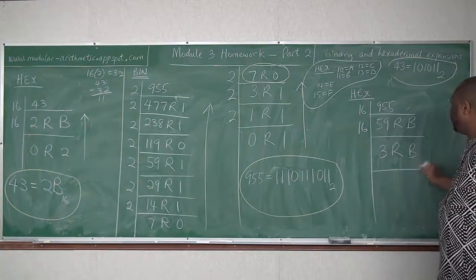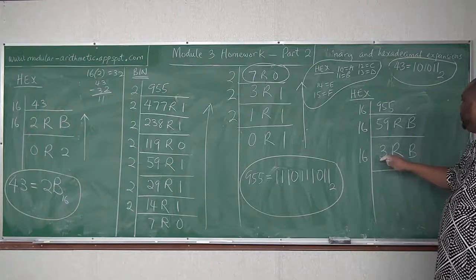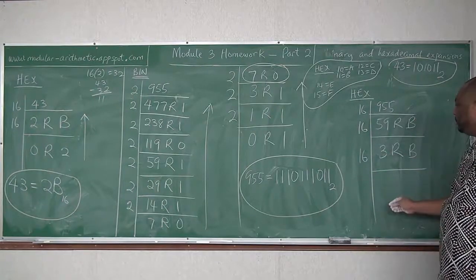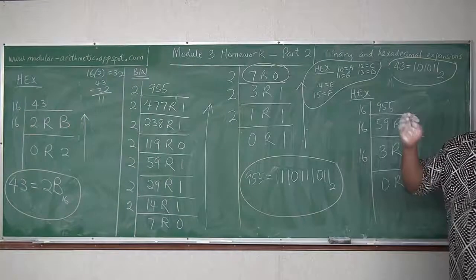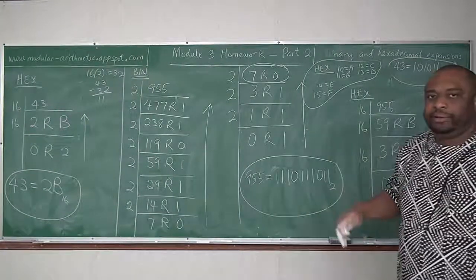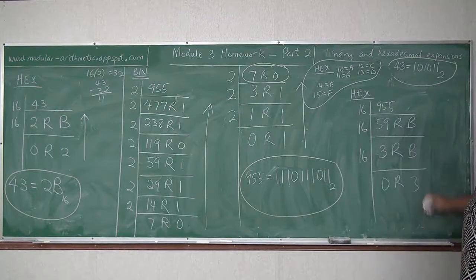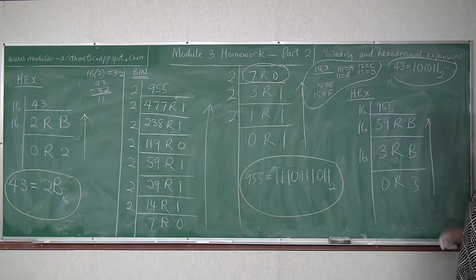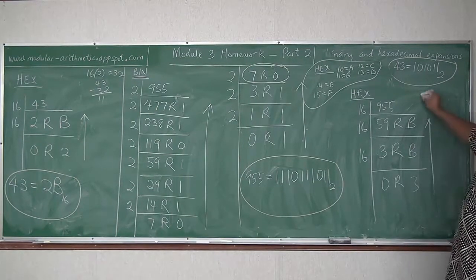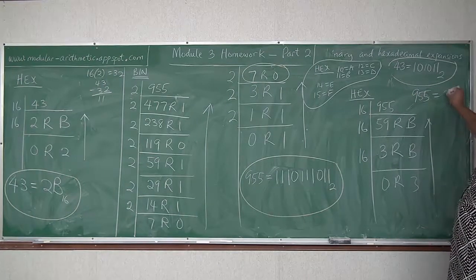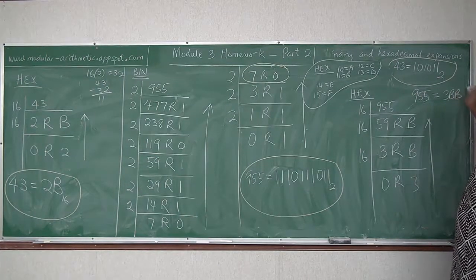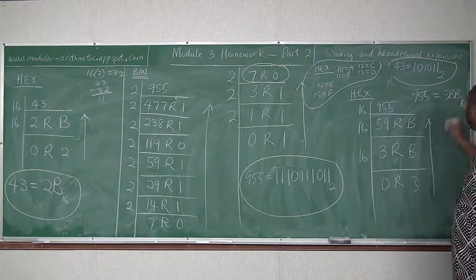Okay? Then 3 divided by 16 is 0, remainder 3. Okay? Because it's 0 remainder 3 over 16. So when you just count upwards, we see that 955 is 3BB base 16. And this is our answer here.